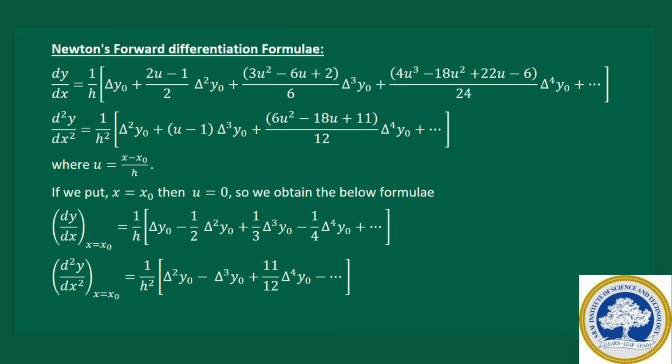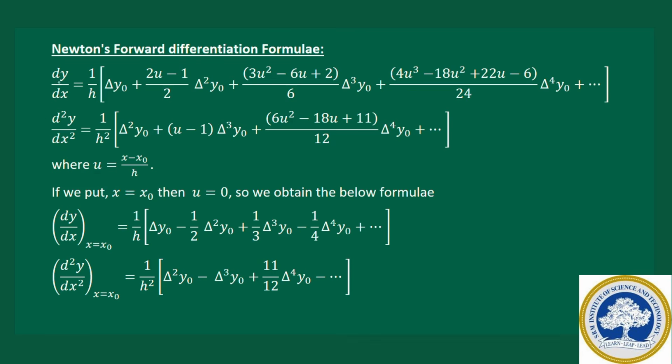Let us see Newton's forward differentiation formula. The first formula is for dy by dx and the second formula is for d square y by dx square. These two formulas we are deriving from Newton's forward interpolation formula. Once you differentiate with respect to x and use u equal to x minus x naught divided by h, we can get the formula for dy by dx. Similarly, if we differentiate once again, we get d square y by dx square.